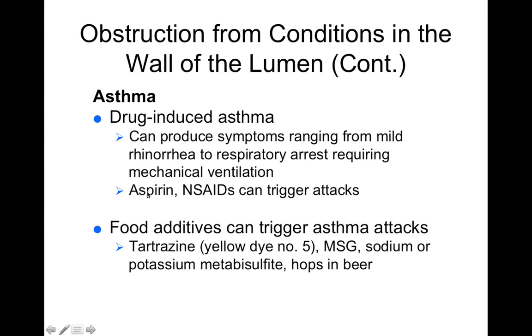People can be allergic to things like aspirin or non-steroidal anti-inflammatories, and that can trigger asthma attacks. Other food additives as well, you guys, like tartrazine, which is yellow dye number 5. You find that in different foods like Mountain Dew, monosodium glutamate, sodium or potassium metabisulfite. In fact, you find sodium or potassium metabisulfite in a lot of things like fruit juices, things that can ferment, because potassium metabisulfite is a preservative that they add to prevent fermentation of the food, right?